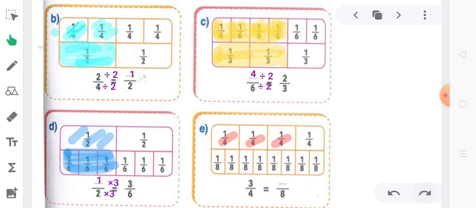So I'm gonna color 3/4. 1, 2, 3. So look here, the equivalent fraction is, this is 1, 2, 3, 4, 5, 6, 6 eighths. What happened to 3 to become 6? To become big, we should multiply again. 1 up and down. Multiply 2 up and down. Let's see the next.